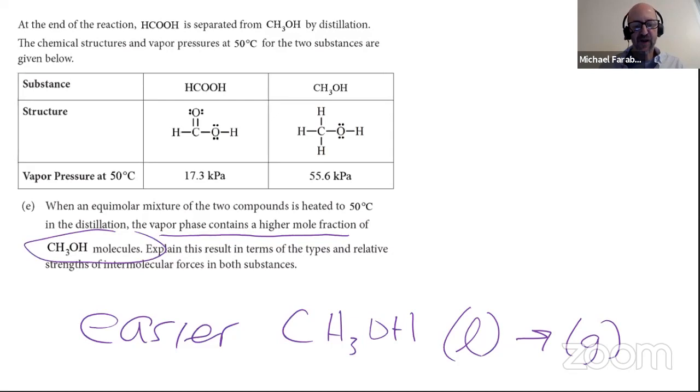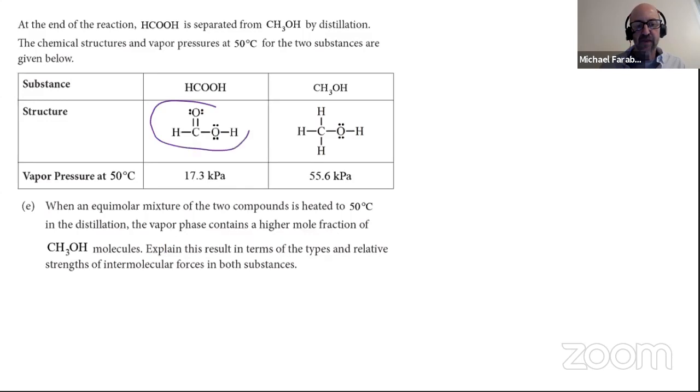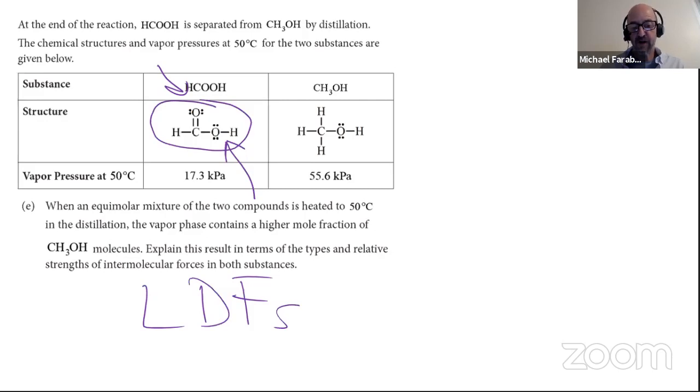We've got to talk about the strength of the intermolecular forces. And this molecule has a larger electron cloud because there are two oxygens as opposed to only one oxygen on the right. So a larger electron cloud means you could talk about London dispersion forces. Also, with two oxygens, you have two opportunities to form hydrogen bonding interactions. So you could have talked about that there is an extra spot for hydrogen bonding.